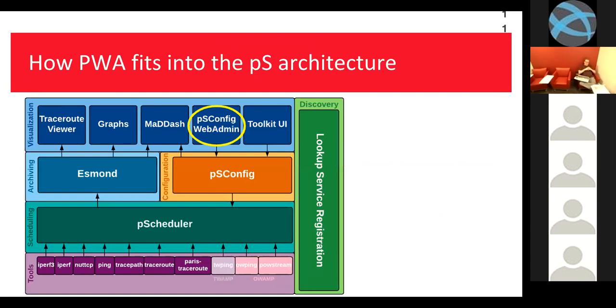So here's how PWA fits into the perfSONAR architecture. This probably looks familiar to a lot of you. At the bottom we've got our tools that run the actual tests, pScheduler running them, pSConfig that's managing pScheduler, an archive where the test results get stored, and then at the top level we have pSConfig Web Admin, which is generating pSConfig to control all the testing. The toolkit GUI does a similar thing, except it is limited to tests running on the one host.